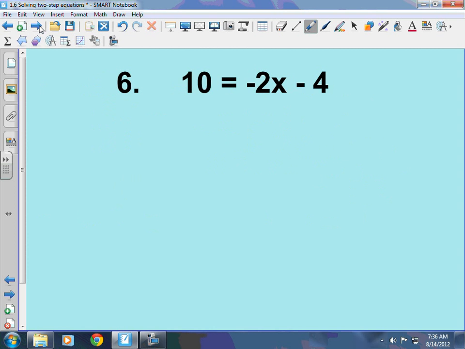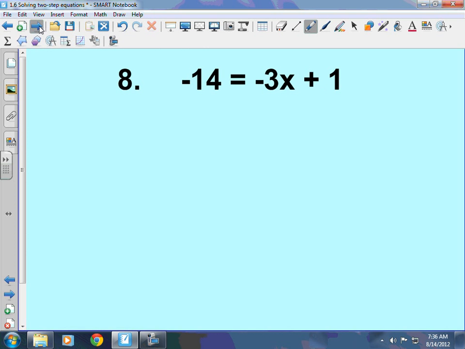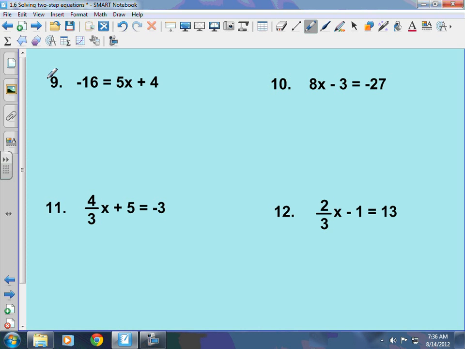You should be able to do 5, 6, 7, and 8 on your own. Let's look at number 12. Number 12 is a fraction, but that's okay. We're going to do the same thing. Line at the equal sign. Notice how I put a box around my constant and the sign. That's a negative 1. So I'm going to go plus 1. These cancel. 2/3 x equals 14.